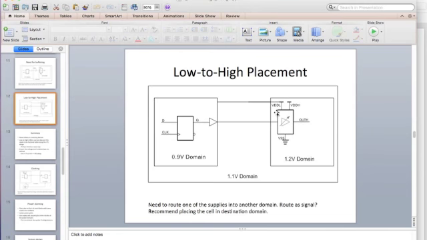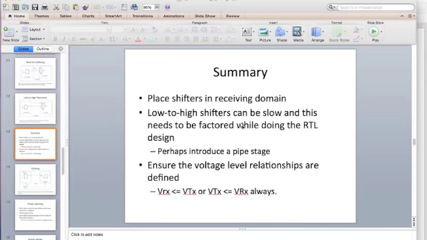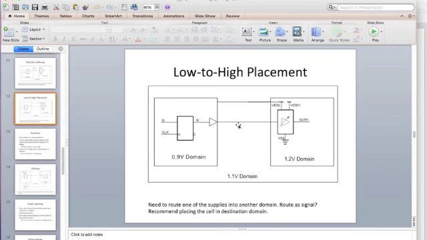Also from a power consumption perspective, because if you end up putting a repeater here, then that repeater is also driven off a lower voltage. So again, power consumption will be lower. So there is some advantage to putting the level converters in the high voltage domain, or in the receiving voltage domain, whether it's high or low.